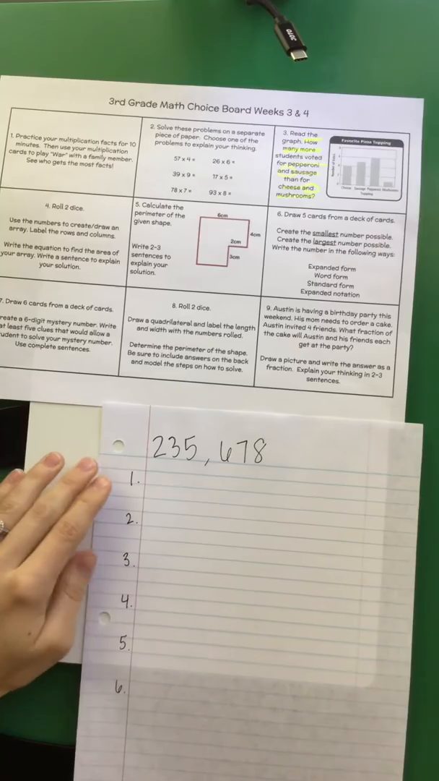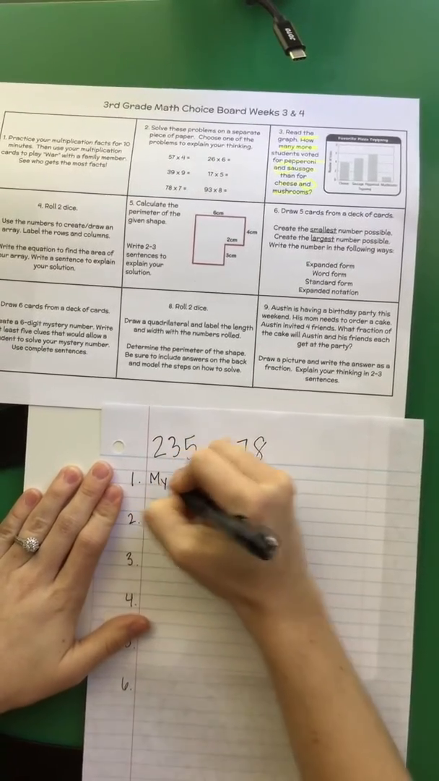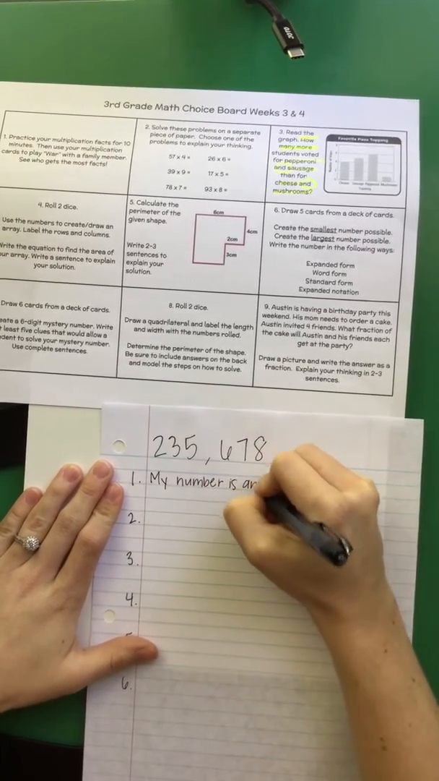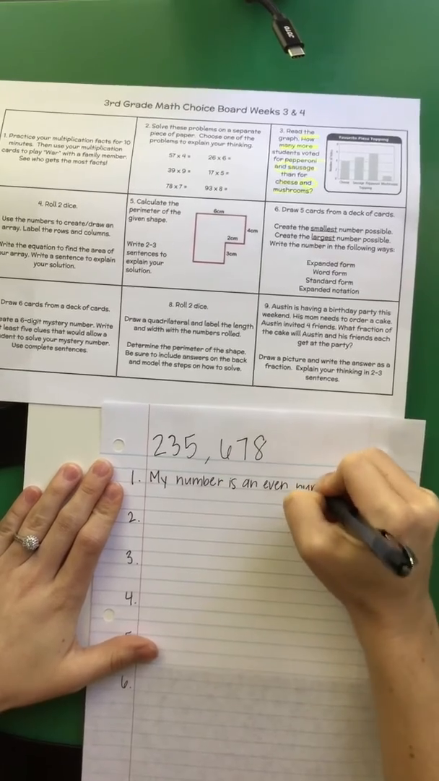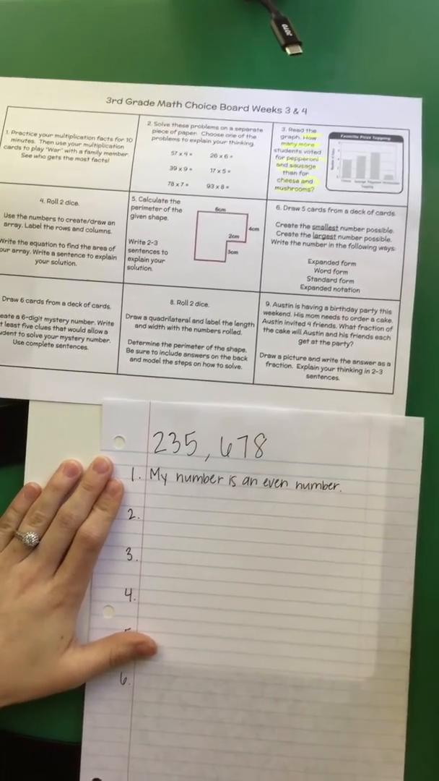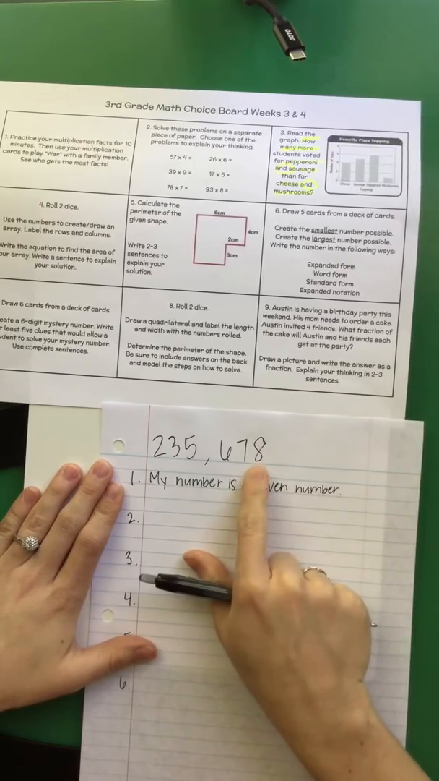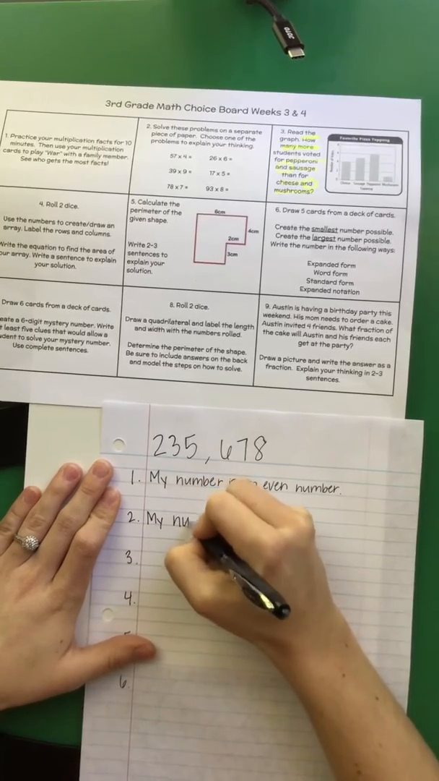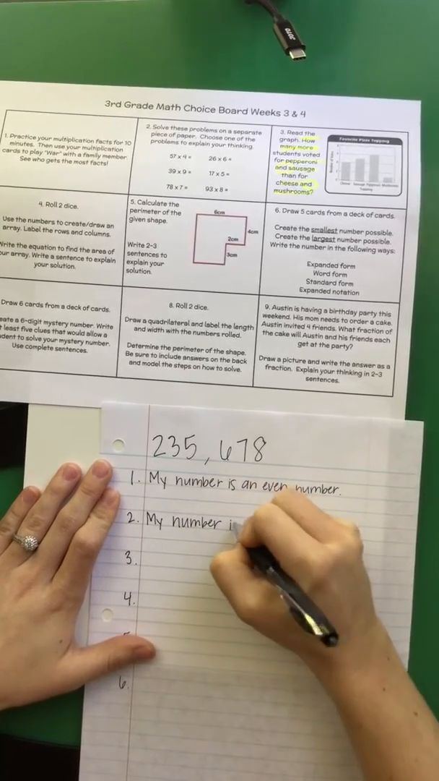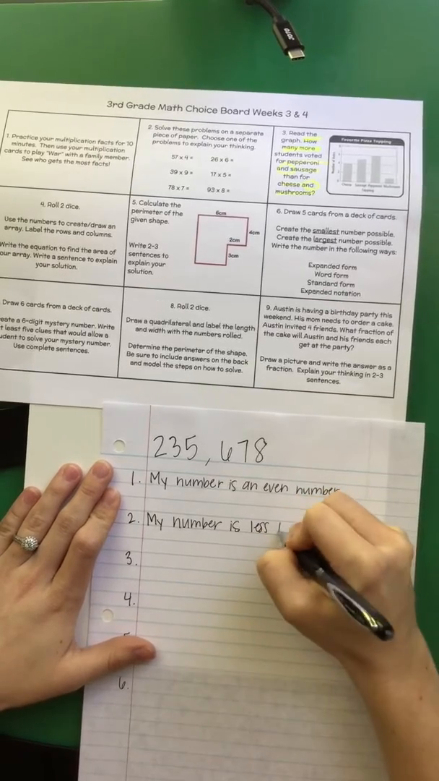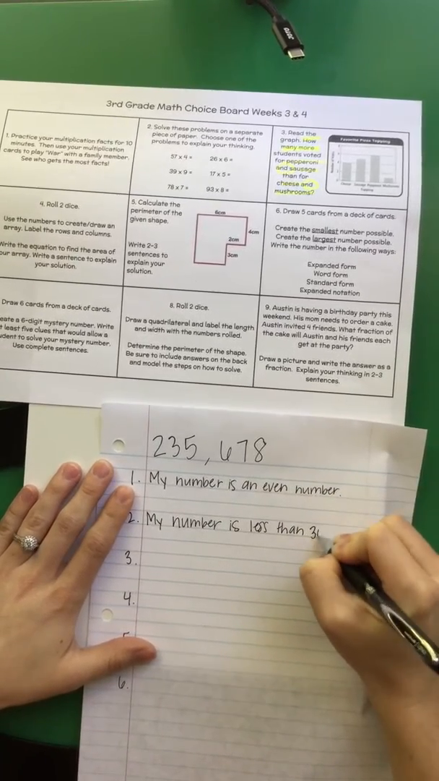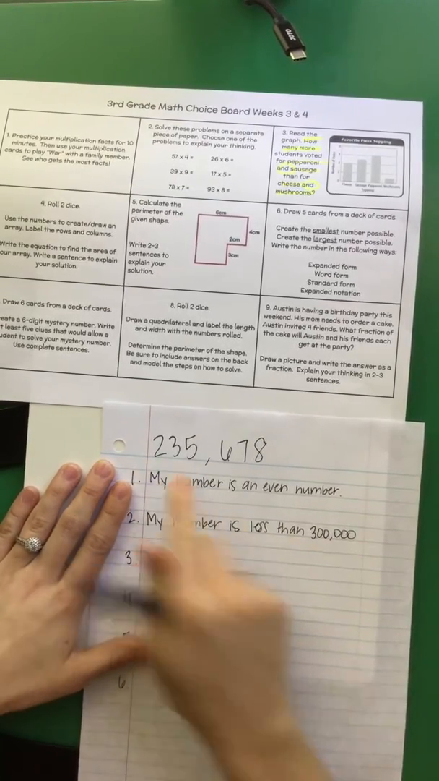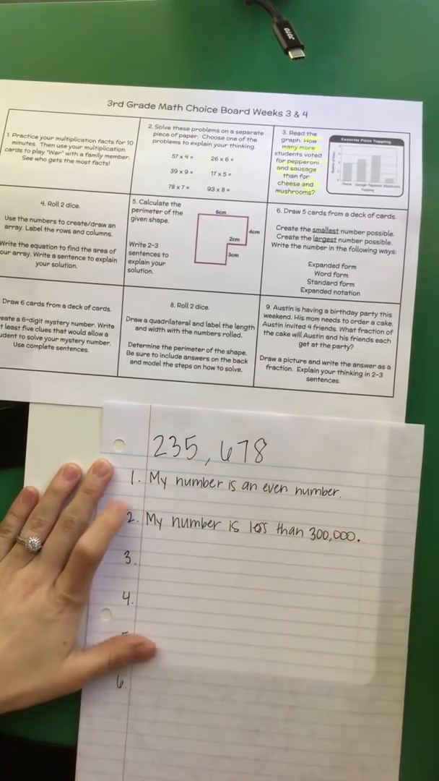So if I'm looking at this, I'm going to say my number is an even number. And that's a helpful hint because there is only one place I can look to see if a whole number is even, and that's this spot right here, my ones place. Okay, I'm going to say my number is less than 300,000. Okay, because that would tell me that this is the only number that can go in my 100,000s place, because it's the only number less than 3.